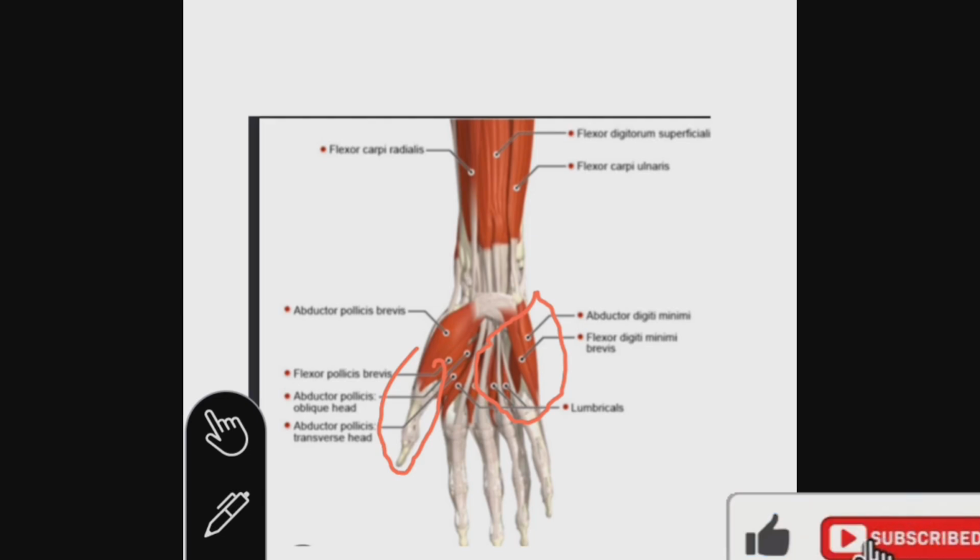Remember that the hand blood supply is by the superficial and the deep palmar arch, which are branches of the radial and ulnar arteries. The clinical correlates of these muscles are median nerve injury, as seen in carpal tunnel syndrome, and ulnar nerve injury, which results in claw hand. Now, these are the muscles of the upper limbs. Now, that's how this concept should be understood. Clear, precise, and exam ready.